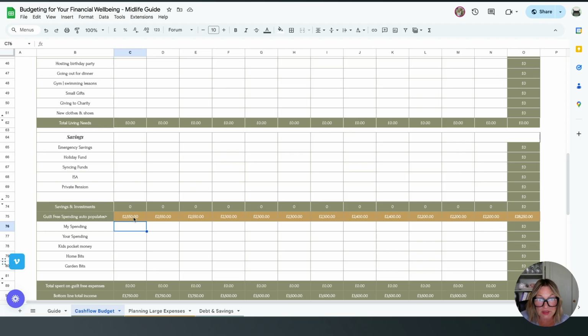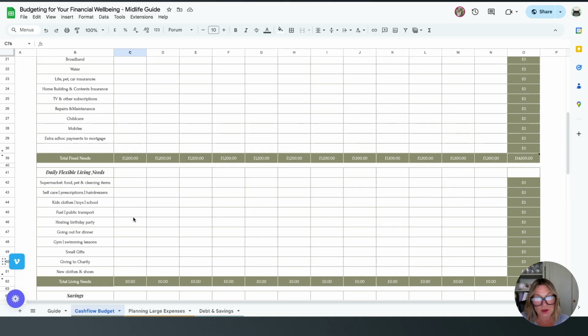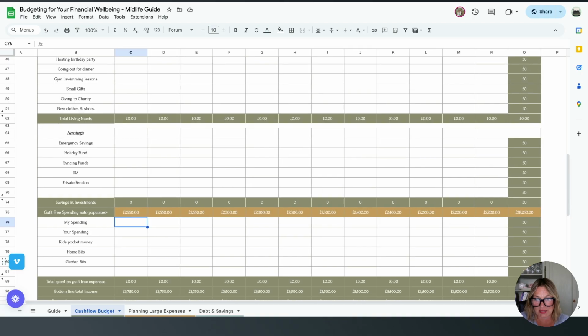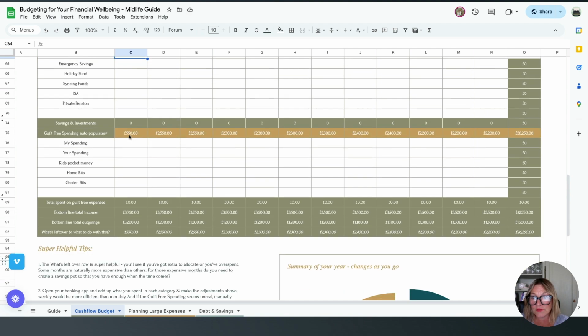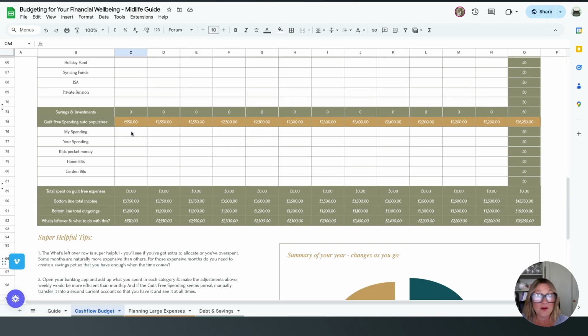But from a time point of view, I don't want to be putting loads and loads of figures in here in order to get down to here. But let's just say, just to clear that right way down to make it look really normal, your total living needs comes out at £2,000 for that particular month. You now know you've got guilt-free spending at £550 for that month.